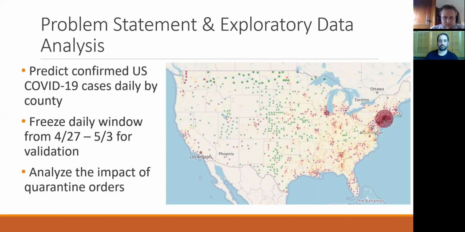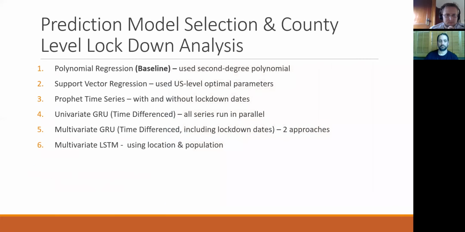City. We started from a second-degree polynomial regression as the baseline model, and then moved on to support vector regression. We used parameters that were optimized using total US daily confirmed cases because running on a county-level basis took a long time. We then explored separate approaches such as the Facebook time series Prophet model and RNN.